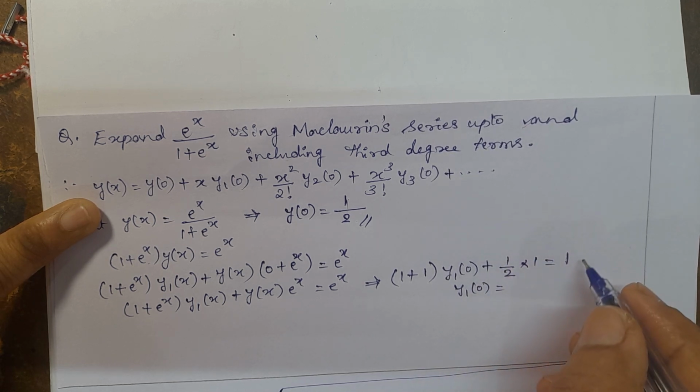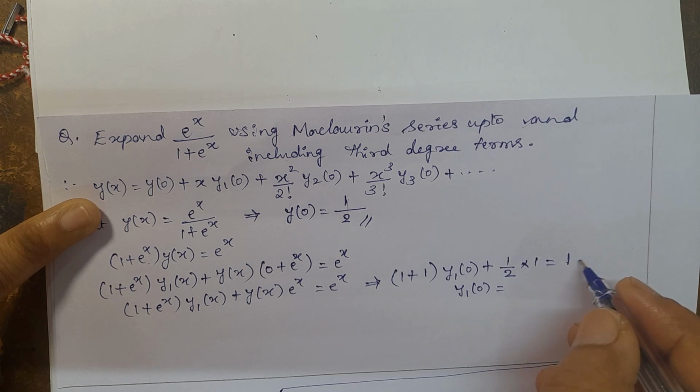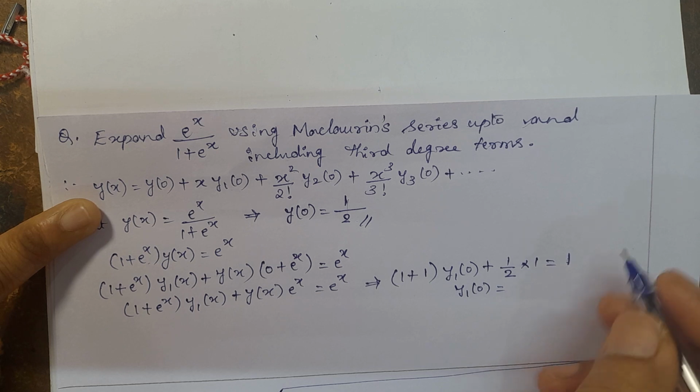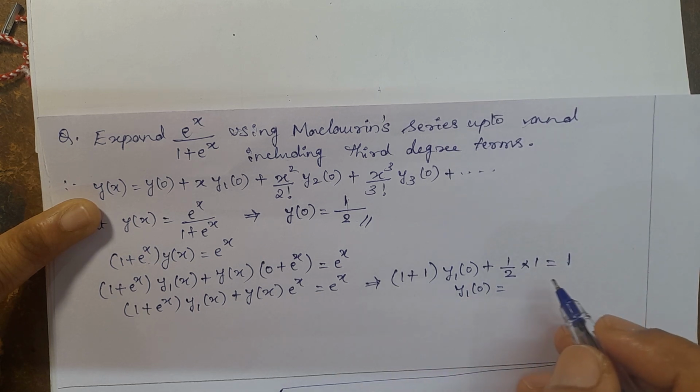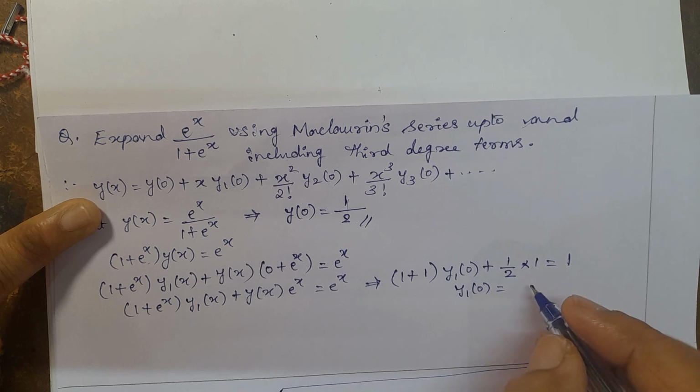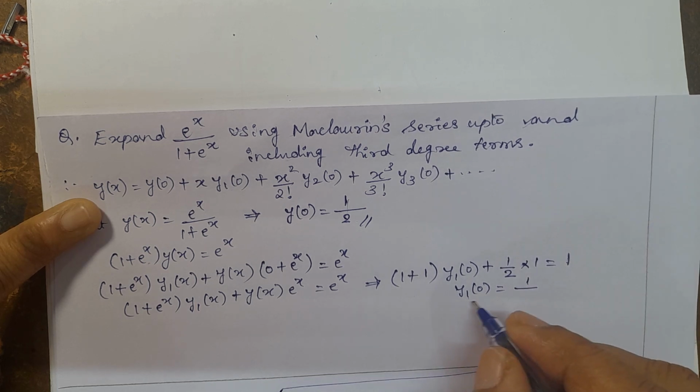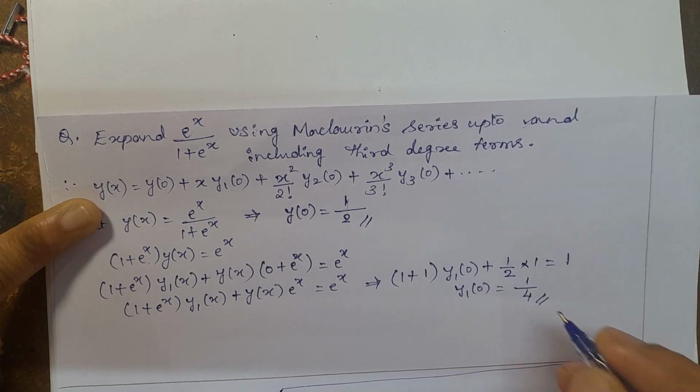1 by 2 is shifted to this side. So 1 minus 1 by 2. Take LCM. 2 minus 1 divided by 2. So that is 1 by 2. Here 2 is there. Cross multiply. So 1 by 2 into 2 is 1 by 4. So y1 of 0 is 1 by 4.